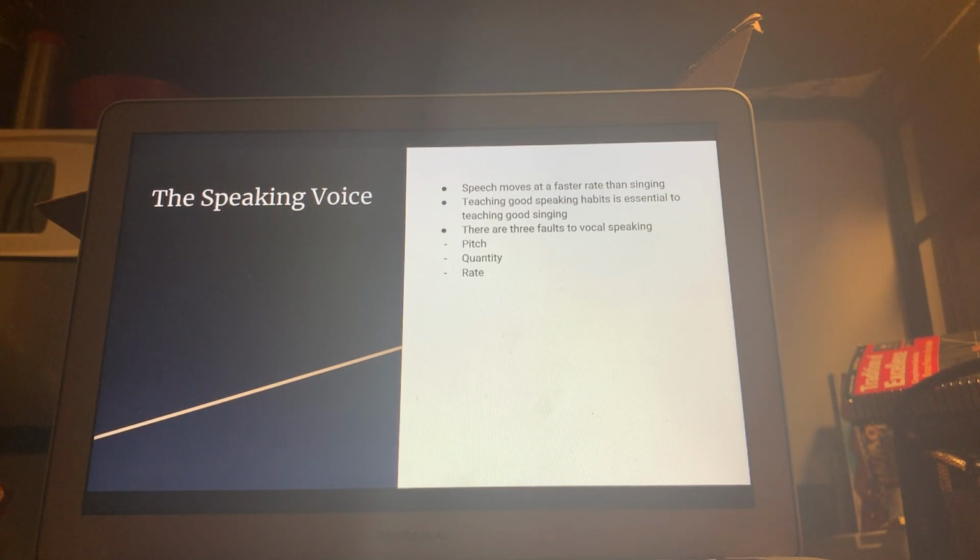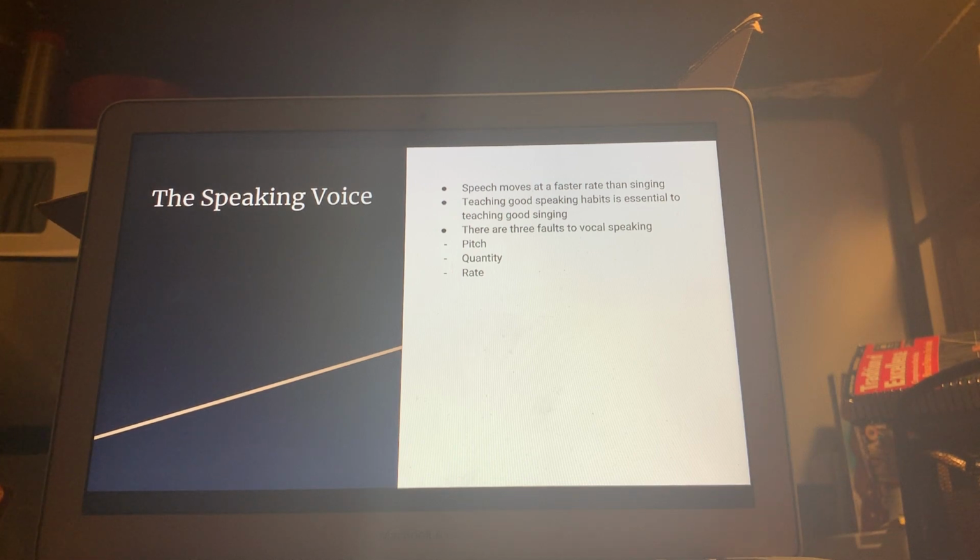Although we preach phrases and speaking lines in singing, singing requires so much more effort and people think about it more, so singing is a little bit slower. Speech, everybody knows how to do it, so they just speak at a faster rate.